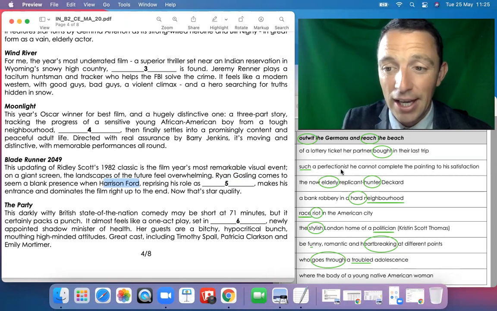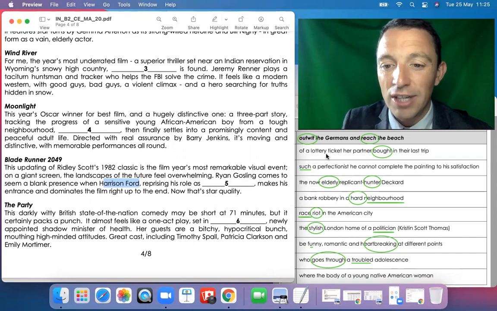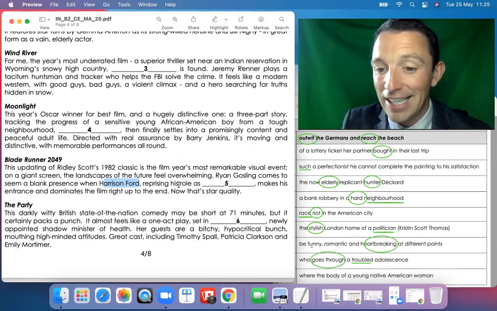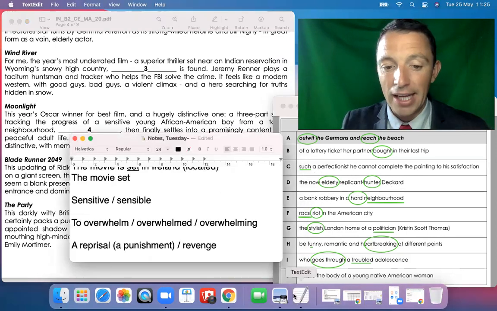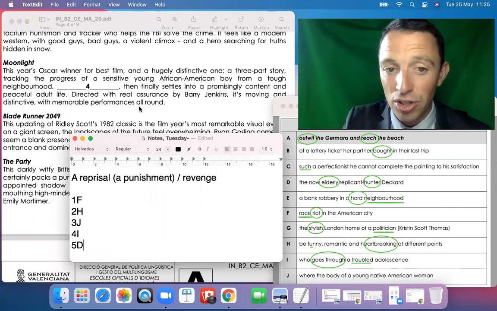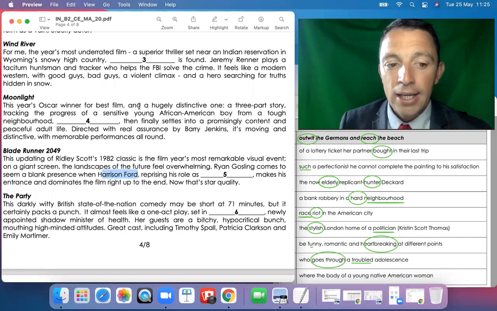Such a perfectionist cannot complete the painting, maybe perfectionist, but not in the context of the painting. A lottery ticket, no. The stylish London home, okay, maybe the now elderly replicant hunter Deckard. I think that's the best option because it's a role as a hunter, okay, like the position or the job as the hunter. So for me, probably 5D, I think could be the best option. So for the moment, I will select 5D. Of course, we can have some problems, but at the moment, I think that's the best option, okay?